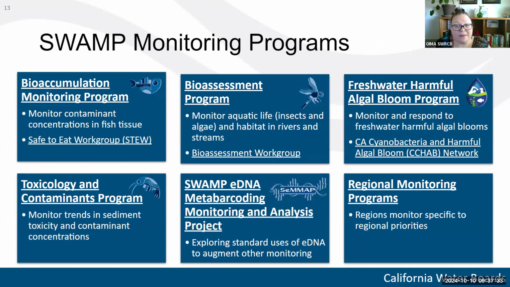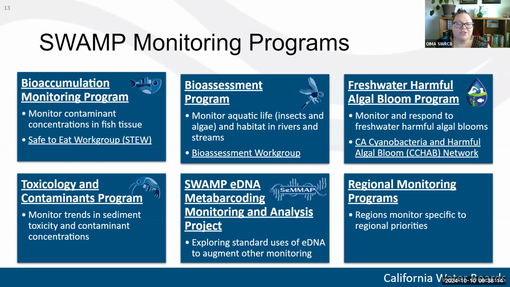The Bioassessment Program assesses concentrations of benthic macroinvertebrates, or bugs, and algae to understand the health of our rivers and streams. The Freshwater Harmful Algal Bloom Program, or FHAB program, is primarily a response program at this point that helps inform folks on which water bodies are unsafe to use in the event of a harmful algal bloom, although we are working towards making this a regular monitoring program as well, and we'll talk a little bit more on how we're doing that later.